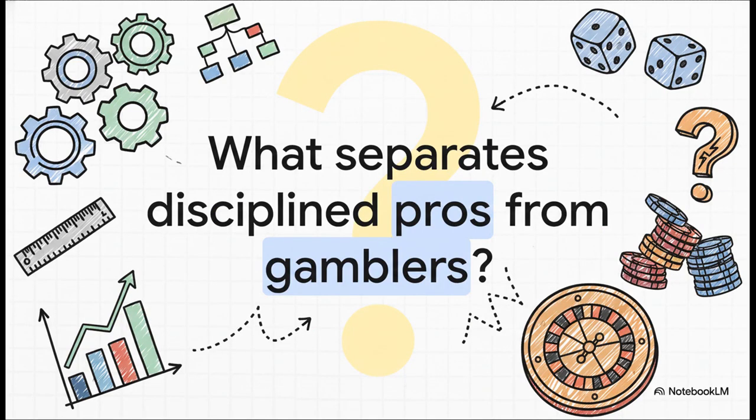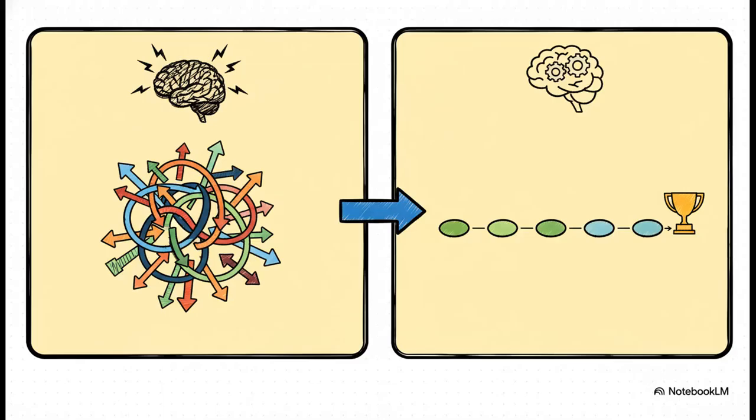And really, it all boils down to this one question. Think about it. In any high-stakes situation, what's the real difference between a disciplined pro and a gambler? It's not just luck, is it? No. It's having a structured plan versus just running on a gut feeling. In this slide, it just lays it all out, plain and simple.